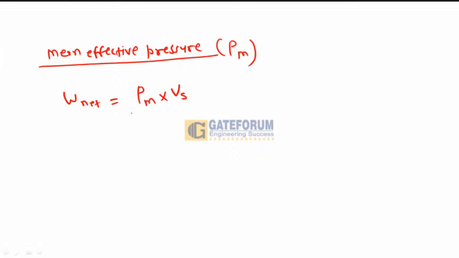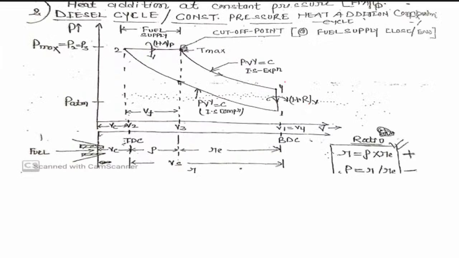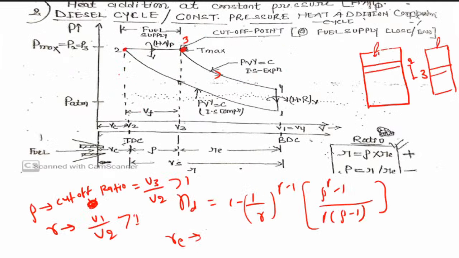So sometimes in a question you have to calculate PM. Directly you can write PM equal to W net upon Vs. What is swept volume? Swept volume is V1 minus V2. In this diagram you can see what is swept volume. Swept volume is from this point to this point. This whole is V1, and this is V2, or VC, whatever you can say. V2 equal to VC is the same thing.